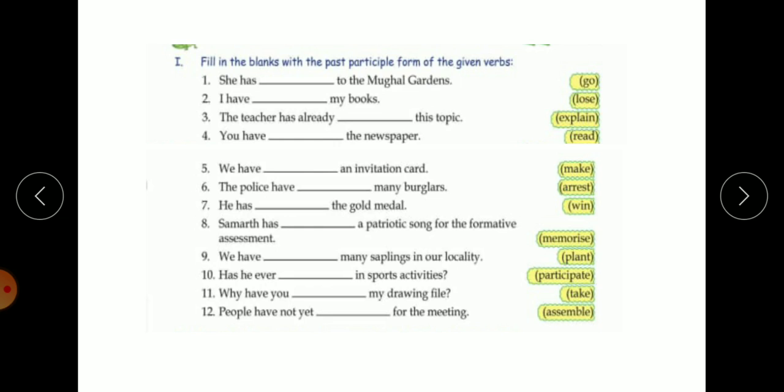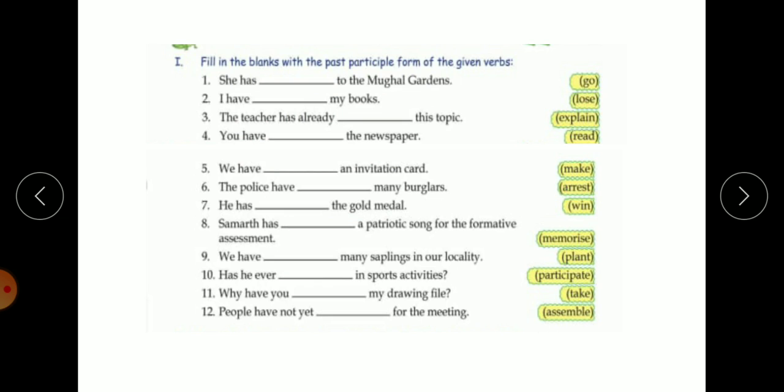If you remember, the three forms are present form, that is also known as the base form or the root form of the verb. Then the second form, that is the past form of the verb, and the third form of the verb, that is past participle form of the verb. So here in these blanks you have to fill the third form of these verbs.